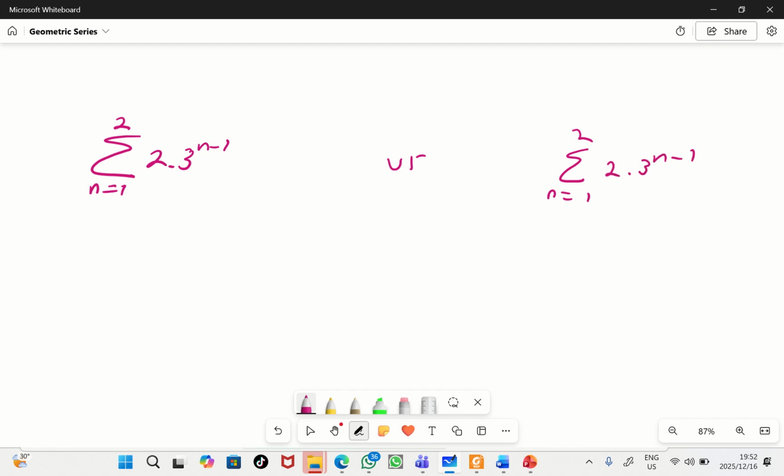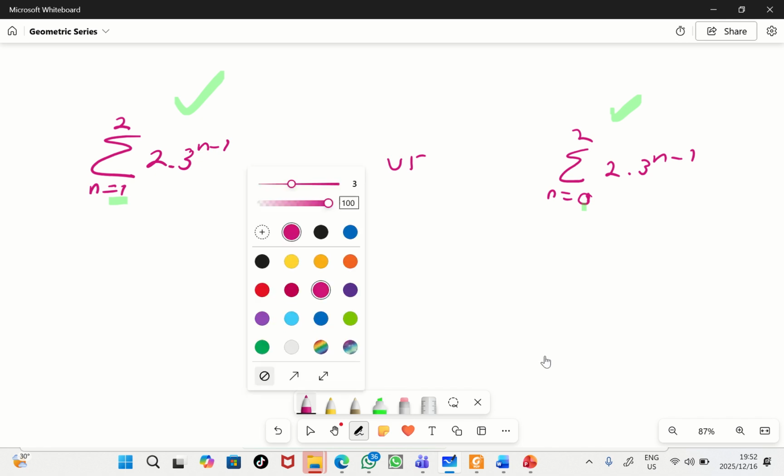So we've got a question in exam. You've got a series. It says 2 there. It says n equal to 1, like that. Then we've got another one. Okay, the difference between these two is that the first one starts at 1, while the second one starts at 0. So let's just expand each one of them so that you guys can see the comparison.